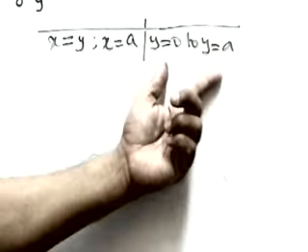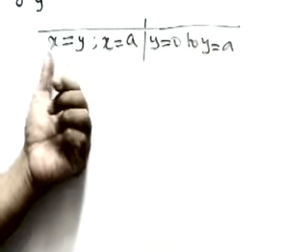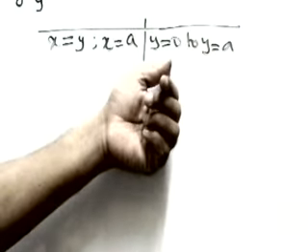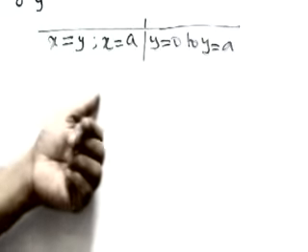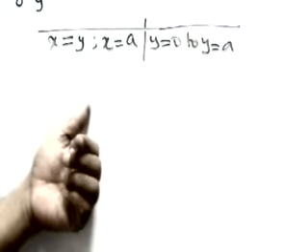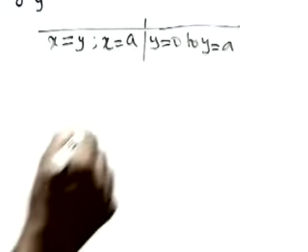Now we have to change this. Watch carefully. Here y is constant and x is variable. x equals y means x is variable, y is constant. We have to change it. We have to bring y into variable and x into constant.